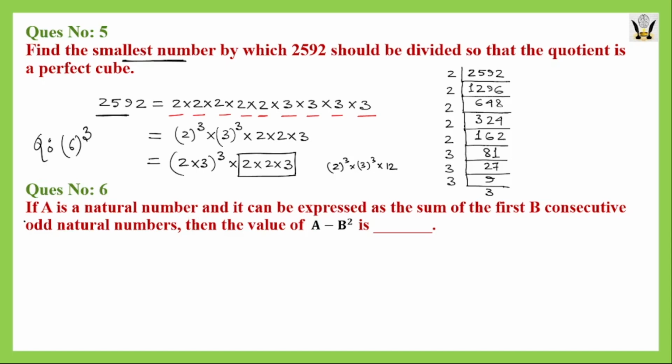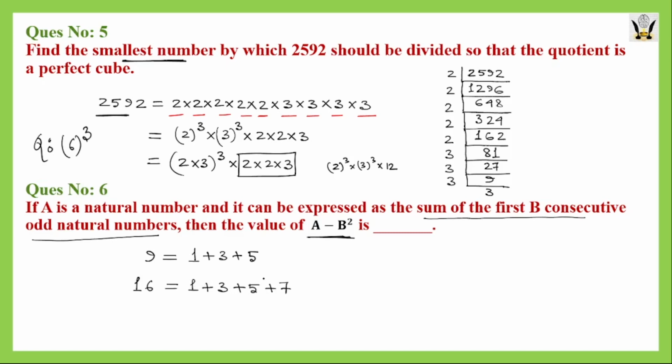Now in the next question, if a is a natural number and it can be expressed as the sum of the first b consecutive odd natural numbers, then what could be the value of the expression a minus b square? Let's choose any arbitrary number, say 9. If we express 9 as a summation of consecutive odd natural numbers, then it will be 1 plus 3 plus 5. So that is satisfied as per the problem statement. Now if we choose, say, 16, both 9 and 16 are natural numbers and they are represented as the sum of the first b odd natural numbers.